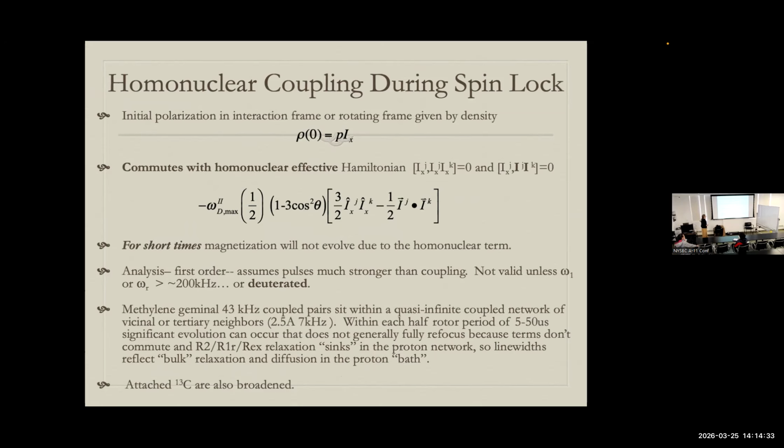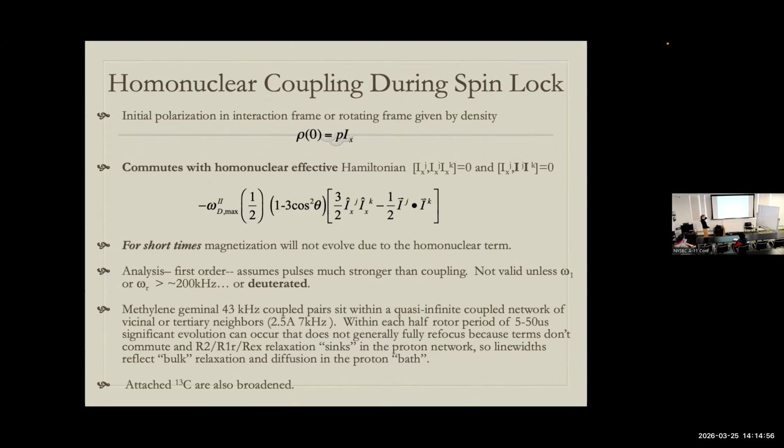This is a first order analysis. It's really not valid unless your deuterated sample is spinning really fast. And keep in mind that geminal protons are at least about 40 kilohertz, but they're not even isolated. They sit within a quasi-infinite coupled network with vicinal or tertiary neighbors, which all have couplings around 7 kilohertz. So within a half rotor period of 5 to 50 microseconds, you've touched lots of things.